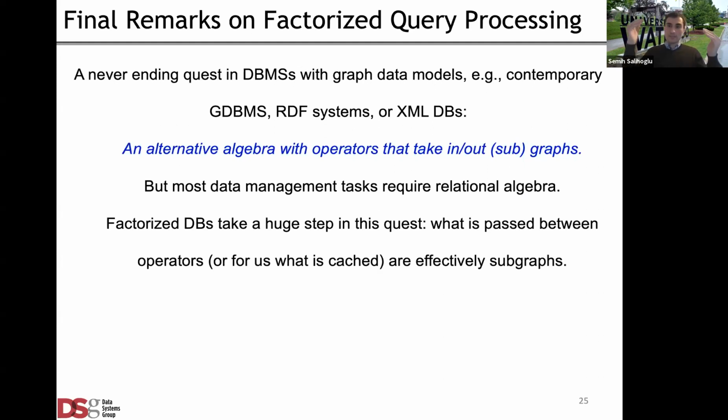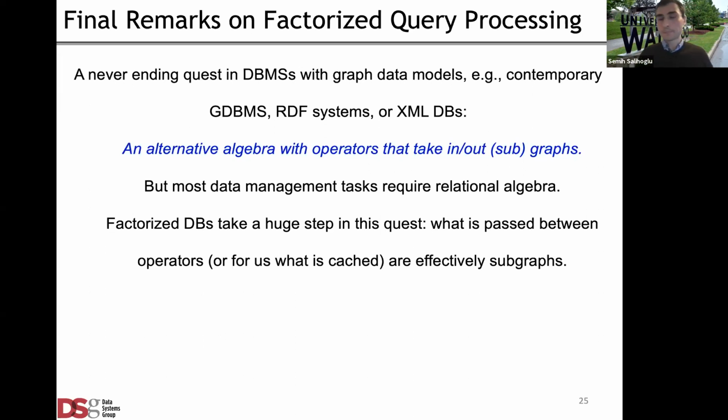But factorized databases, this factorization, is a huge step in this quest, because as I tried to show you, when you adopt a representation system like d-representations, what's passed between operators are effectively subgraphs. They're representations of subgraphs. In our case, what gets cached are subgraphs. So still, every primitive operator is relational, but we can pass in very compact ways large sets of tuples, which are very similar to subgraphs. So that's what I want to leave you with. And I think this is very important to improve performance.